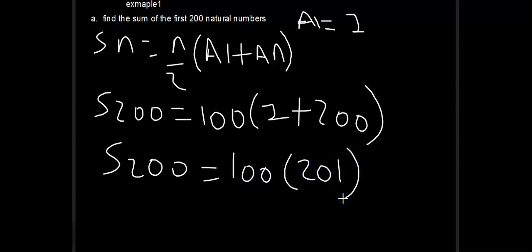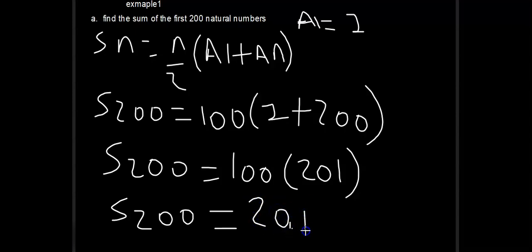When you multiply 100 by 201, you get 20,100. So my answer will be 20,100. I hope you get the concept. This is how you do it if you have this type of example or question.